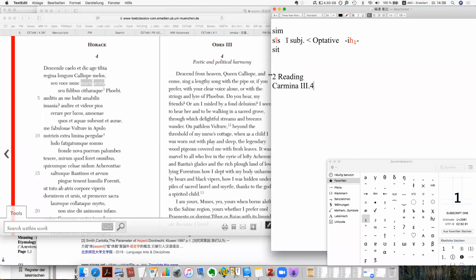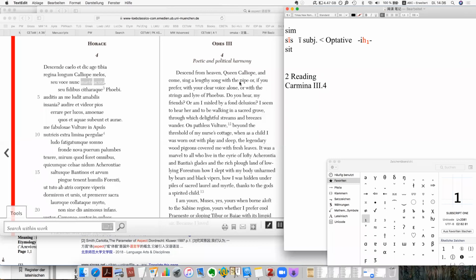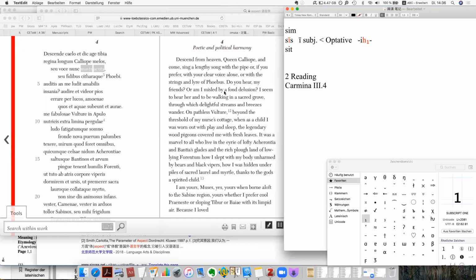So this is a translation, and you can check the translation for understanding. So: descende caelo et dic age tibia, regina longum Calliope melos, seu voce nunc mavis acuta, seu fidibus citharaque Phoebi. So we can just first read the first four lines.